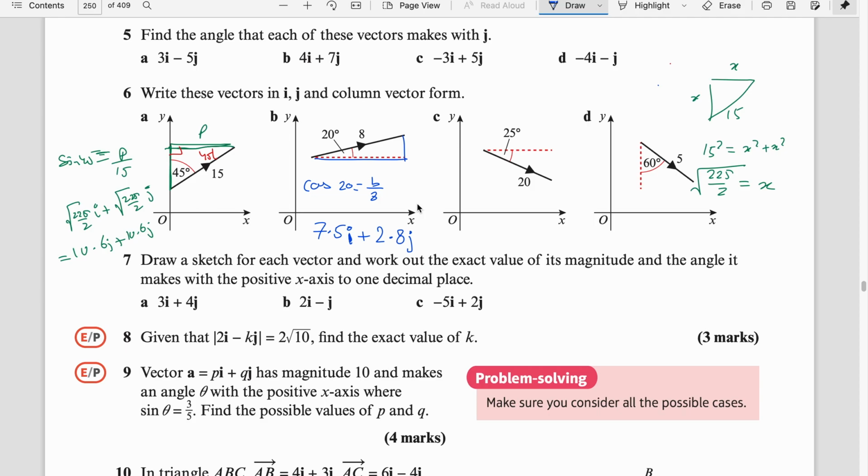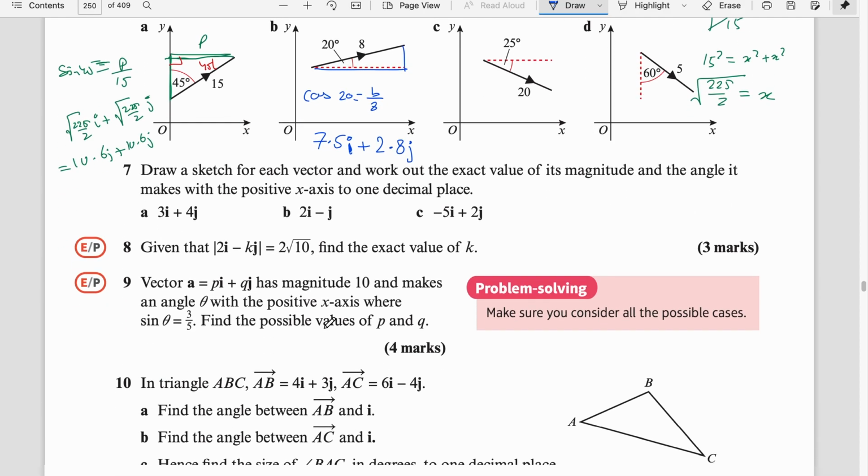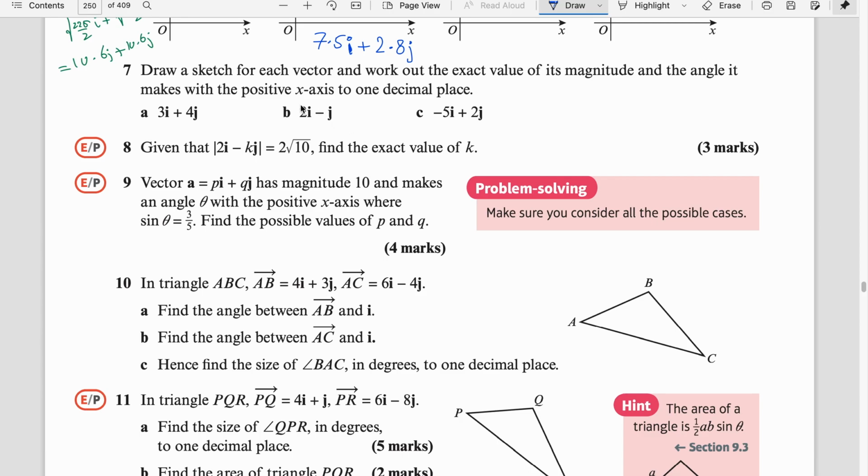Getting the concept? Question number 8 gives the magnitude. This is 2 minus k. So magnitude is basically x square plus y square whole square root is equals to, magnitude is already given, 2 square root 10. So we take square root on both sides, square on both sides.